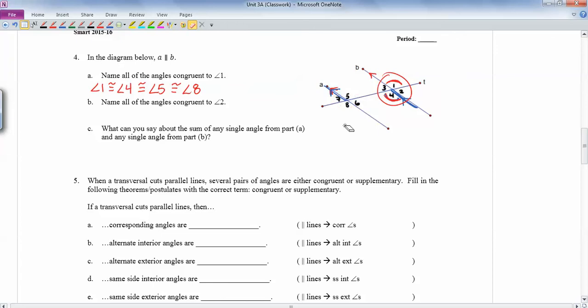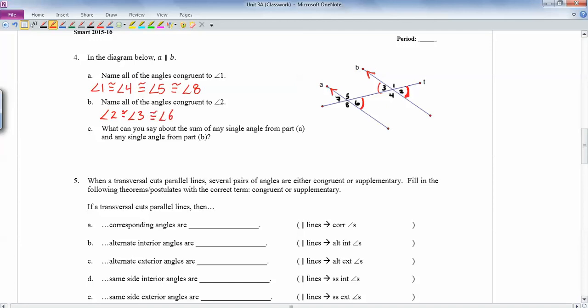Okay? So let me get rid of all this for a second. Put the parallel back. Okay, name all the angles congruent to 2. Well, we know 2 has to go with 3. And if I look at what corresponds to 2, that would be 6. And since the lines are parallel, parallel lines give me corresponding angles that are congruent.